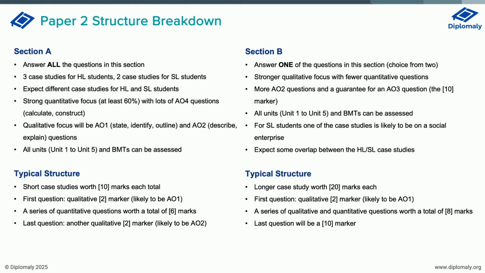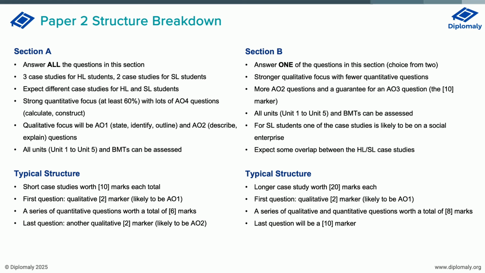For SL students specifically, expect one of your cases to be related or focused on a social enterprise. HL students, this concept will be the focus for your paper 3, so this is much less likely for you in paper 2. So far, there's been some overlap with the case studies for HL and SL in section B, so there is a potential for less HL-only content to be tested here compared to section A.